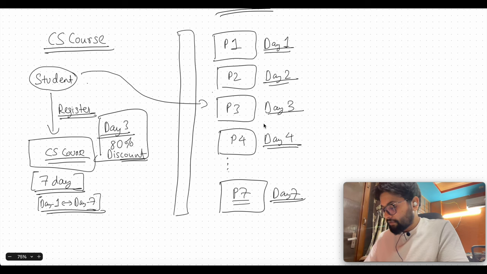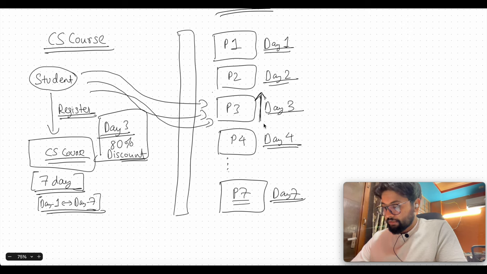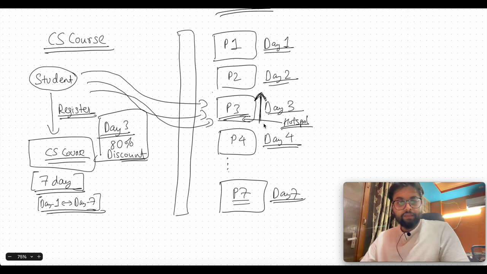Lots and lots of students try to register themselves on day 3 to get that particular discount, due to which the amount of student entries which partition P3 is storing is huge compared to other partitions. And that's why this partition P3 can be considered a hotspot here. Why a hotspot? Because on day 3 we had a discount of 80%, and since we had that discount, a lot of students tried to register on day 3. And since partition P3 was storing all the student entries registered on day 3, it will have lots and lots of data compared to other partitions.